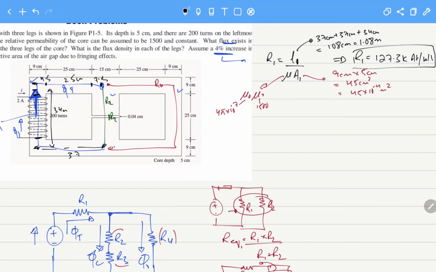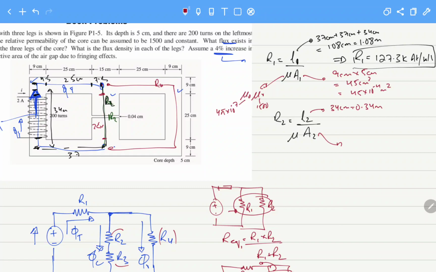Now let's look at R2. R2 is the reluctance in the center. So R2 is equal to length of the core, that I call L2, divided by mu, it is the same, and area of the core A2. So let's look at these values. What will be L2? We can see from here to here it is 25. From here it is 4.5, 4.5, so it is 34 centimeters. That is equal to 0.34 meters.